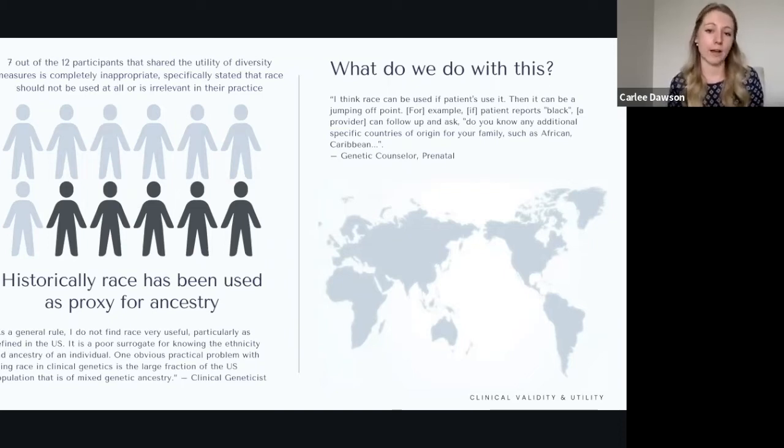For example, if a patient provides Black, a provider can follow up and ask, do you know any additional specific countries of origin for your family, such as African or Caribbean, etc. And this open-ended version of the question is important. So if patients do not have additional information, you've left them that place to say so, or you've encouraged them to consider countries of origin that they may not have thought of if they didn't understand the question right away.